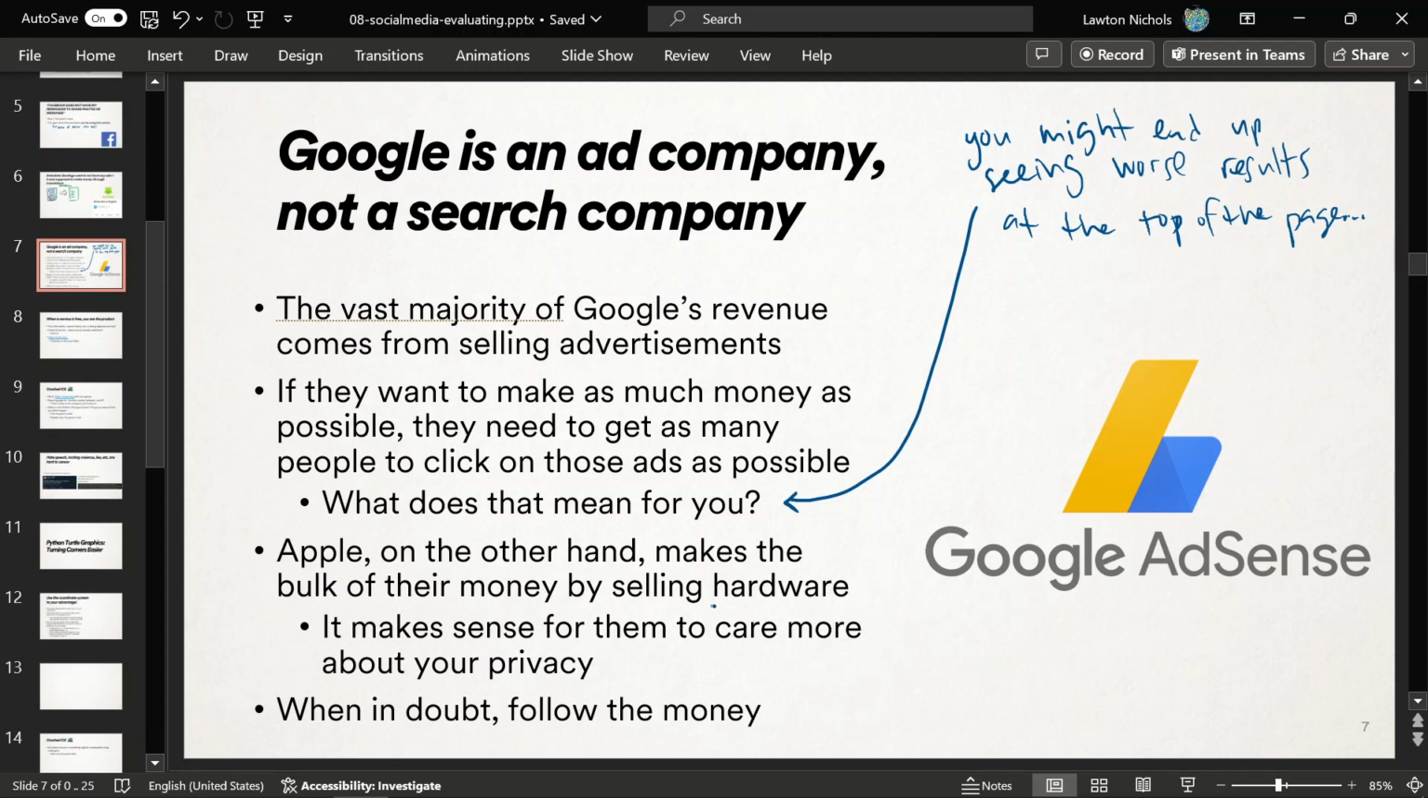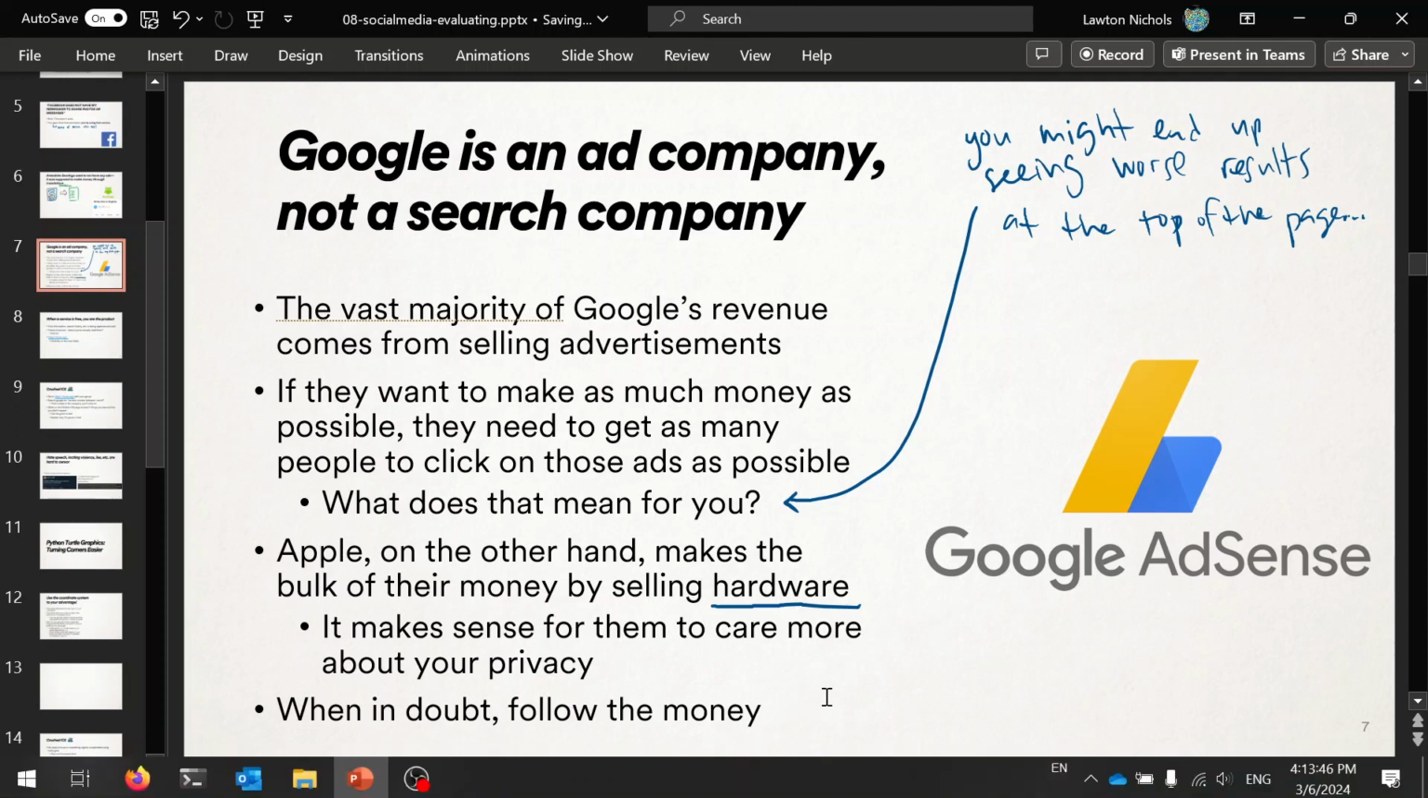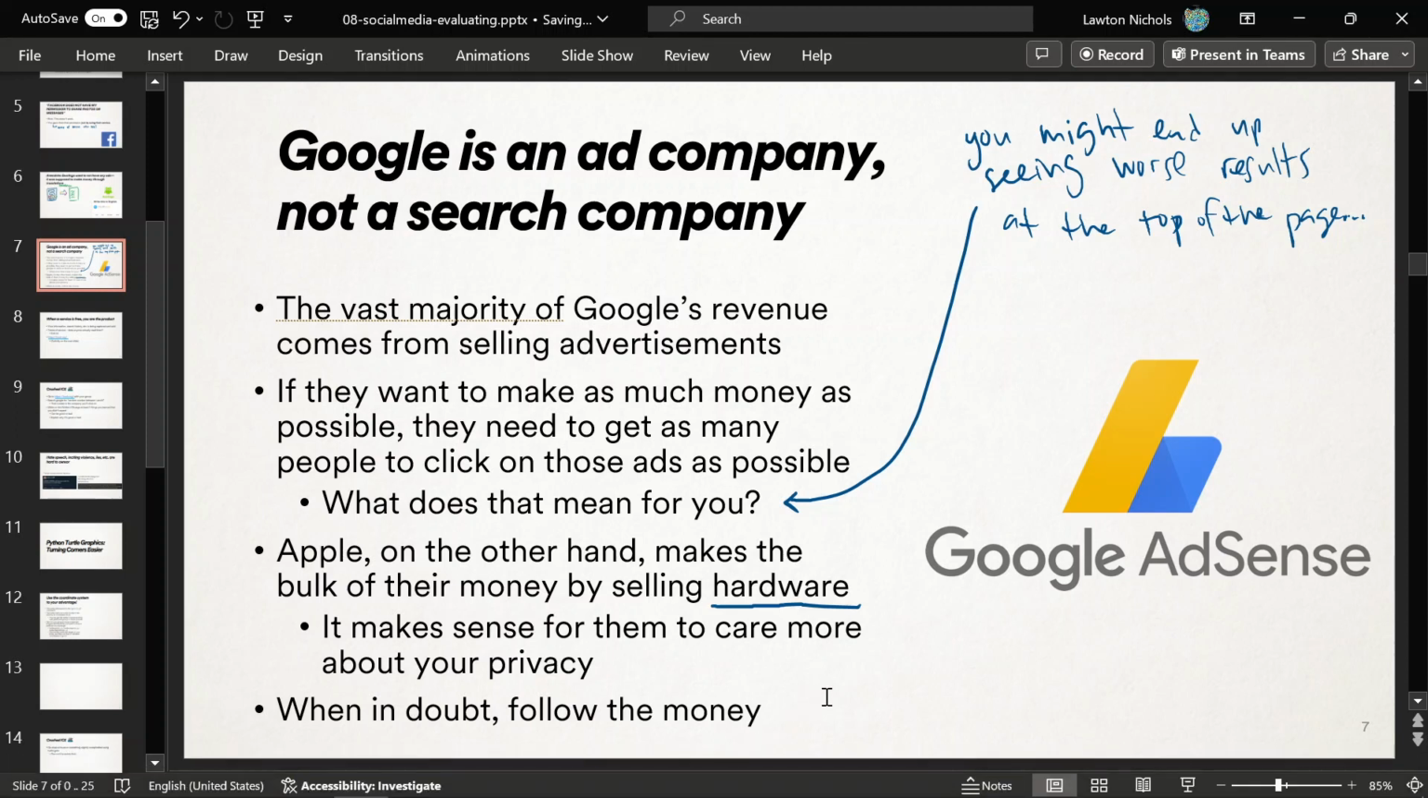And so when in doubt, like any publicly traded company, they have to produce documents for the government saying where their money comes from. So look at that one day. When in doubt, follow the money. It's very, very interesting. So, yeah, any questions about that?